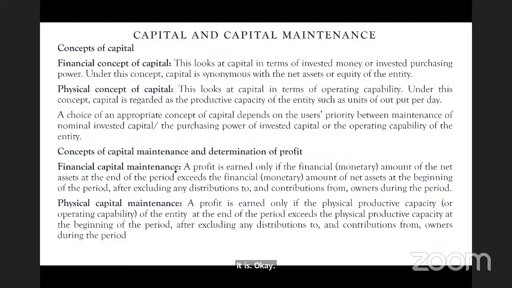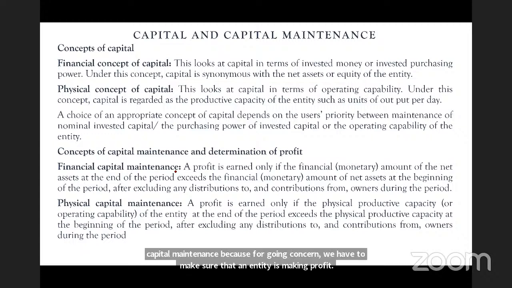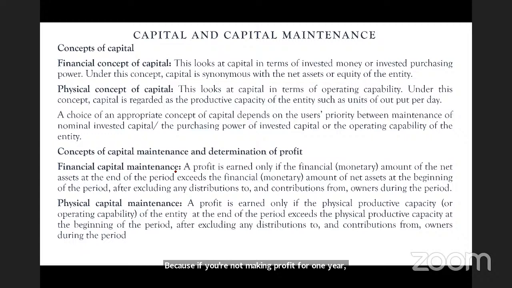Now, here we are in the concept of capital and capital maintenance. It is called capital maintenance because for going concern, we have to make sure that an entity is making profit. Because if you're not making profit for 1 year, 2 years, 3 years, 4 years, then it means that you're going to run short of funds to clear your obligations. How are you even going to operate when you're operating in losses? It means that it is capital that is actually being eaten up. Are we together? So it is very important to understand this concept. And the framework brings out 2 concepts of capital. There is capital in its financial terms, and then there is capital in its physical terms.